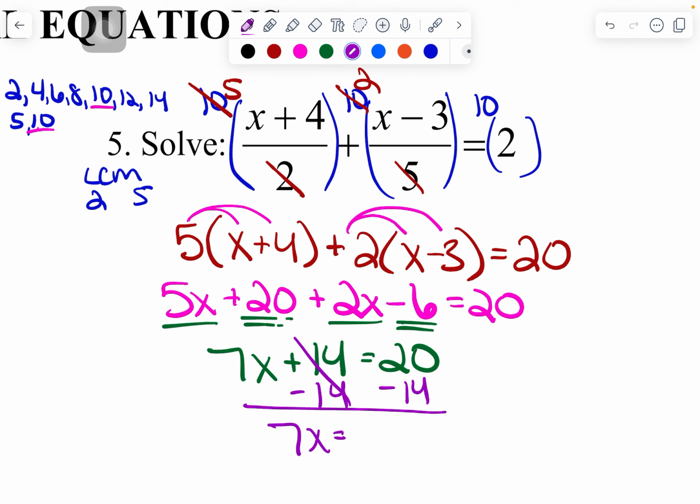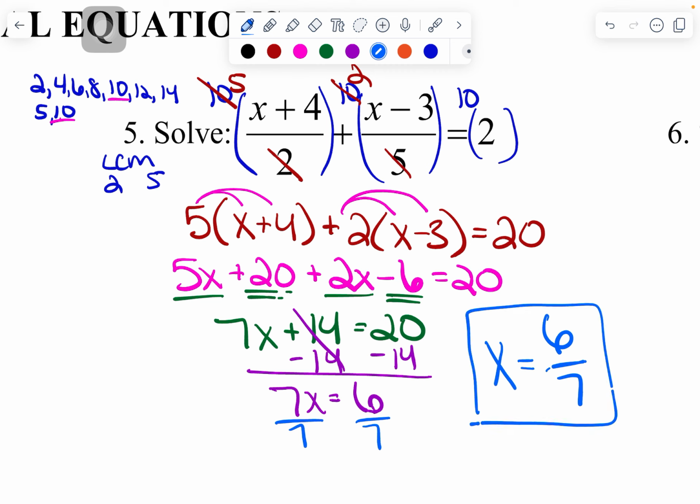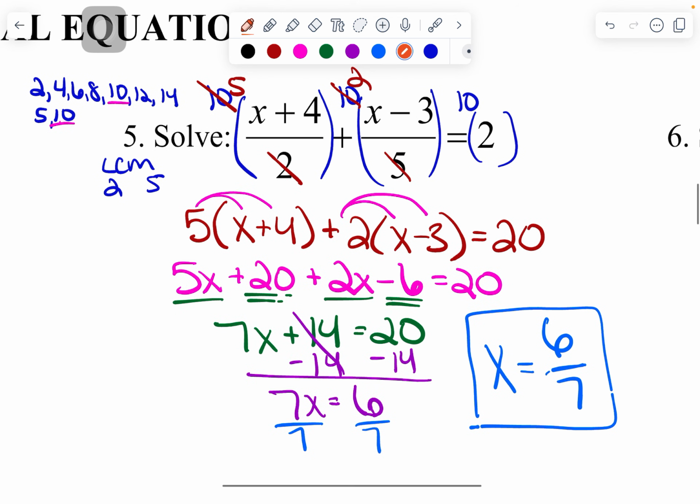So 7x is equal to, what is that, 6? That is 6. And then if I divide both sides by 7, 6 over 7, I absolutely can't reduce it. I'm not going to do anything with it, so 6 over 7 it is. So there's all the bits, parts, and pieces for number 5. Okay, so let's see if we can do one more here for number 6.